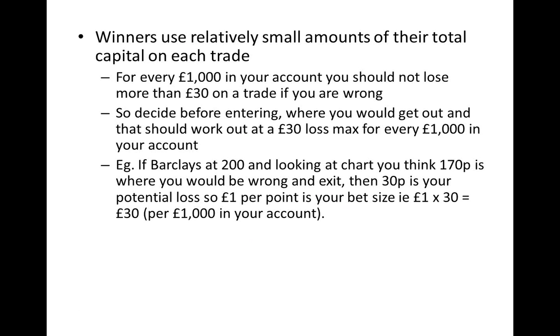So for instance, if Barclays is at 200 and you're looking at a chart and you think, I think 170p is where I might be wrong and I get out, because I don't want to hold it as it gets lower and lower, then 30p is your potential loss. So £1 per point is your bet size, because £1 times 30 equals £30 per £1,000 in your account. That's a good rule of thumb. Why only £30 per £1,000 in your account? Because if you have a string of losses, you'll still have enough money to trade with.